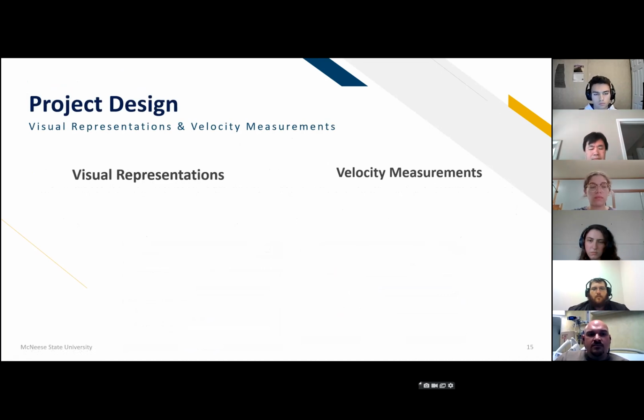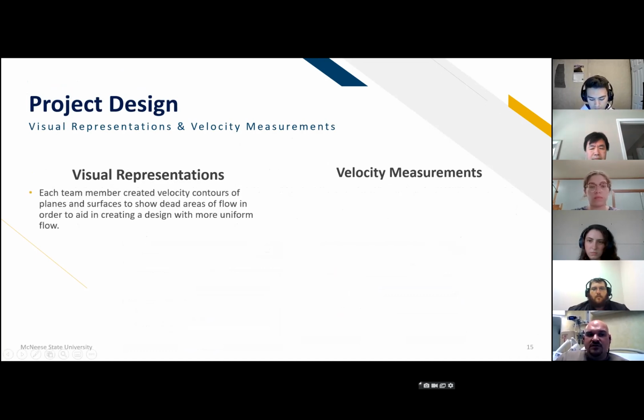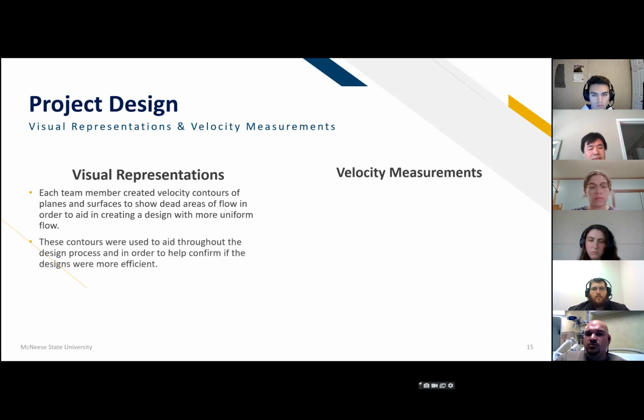The other part of the project design was to create the visual representations and the velocity measurement in the solution phase. So for the visual representations, each member had to create different velocity contours of planes and surfaces with the intent of showing dead areas of flow in order to aid in creating a design that had more uniform flow. These contours were used to aid in creating first a better design and then also to show if the design was actually better.